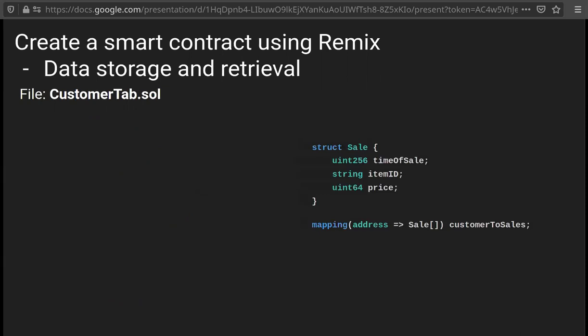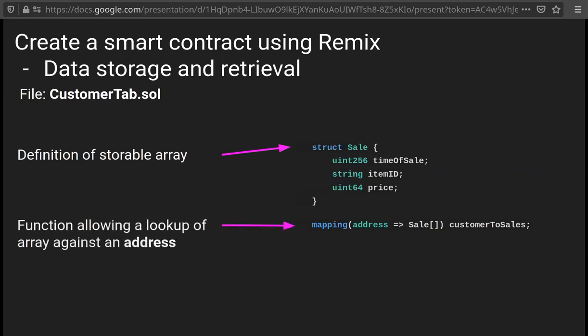So now we go into some data storage and retrieval. Where do we actually store the customer's tab? We have a definition of an array to be stored. It's a struct called Sale. And we also have a mapping of that struct to customer to sales.